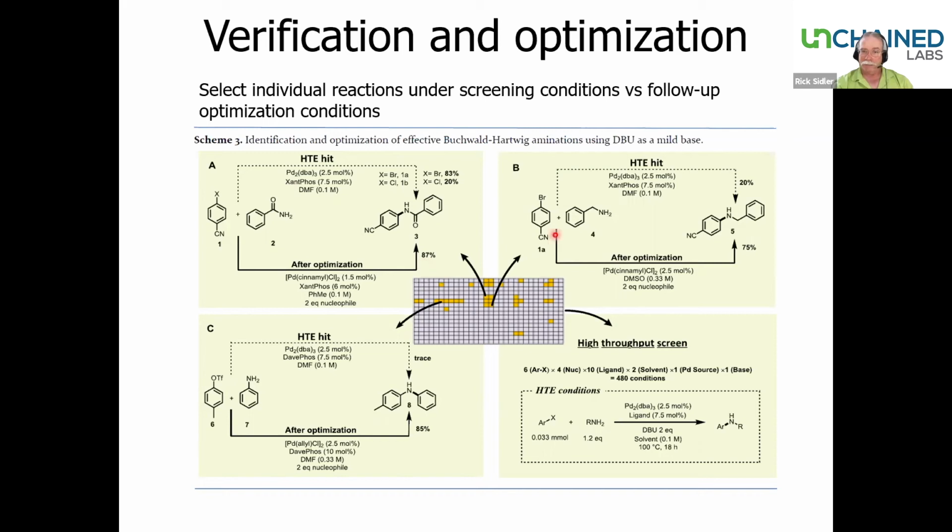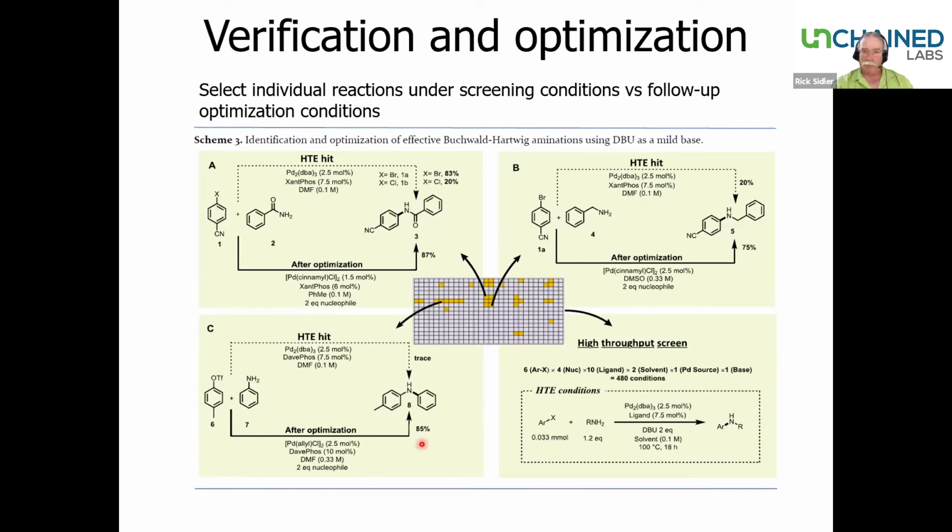Likewise, coupling this aryl bromide with benzylamine, the HTE hit using Xantphos only gave a 20% yield of this material, where after optimization, the yield was raised up to 75%. And really strikingly, this aryl triflate with aniline, the HTE hit showed only a very small trace of material in the product of the reaction, but after optimization, that yield is now up to 85%.